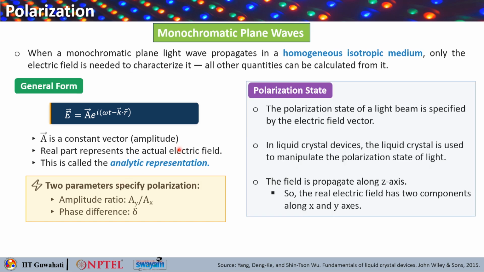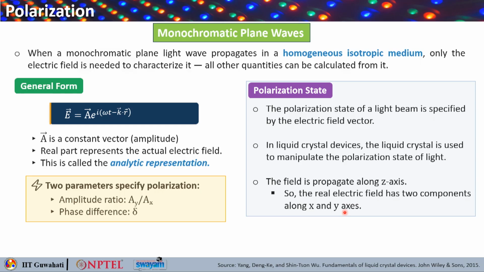Now one important thing to note here is that this term shows the time dependency, and this one shows how it changes with distance. So this is where the spatial parameters come in. When you talk about the polarization state, it is basically specified by the electric field vector. In a liquid crystal device, studying this polarization state of light becomes very important, because liquid crystal can be used to manipulate the polarization state of light.